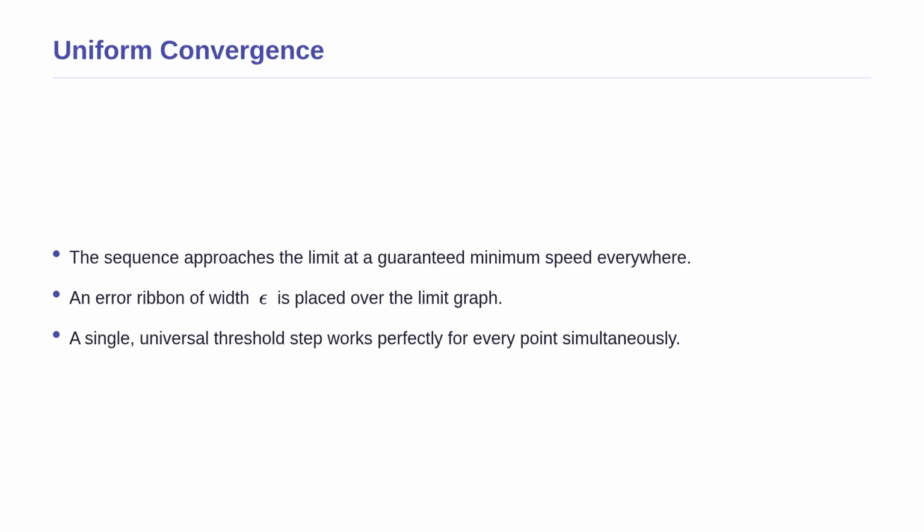As we just saw in the example, pointwise convergence can lead to broken limits. This brings us to a much stronger and more powerful concept, uniform convergence. In uniform convergence, the sequence of functions still approaches the limit function, but it does so at a guaranteed minimum speed for the entire domain all at once. Imagine placing a ribbon of a certain width directly over the final limit graph. If the convergence is uniform, there will be a specific step where the entire graph of the sequence fits completely inside that ribbon, and it stays inside for all future steps. The most important distinction here is that the threshold step depends only on the error tolerance, and it does not depend on the location at all.